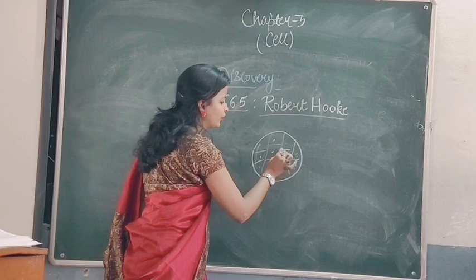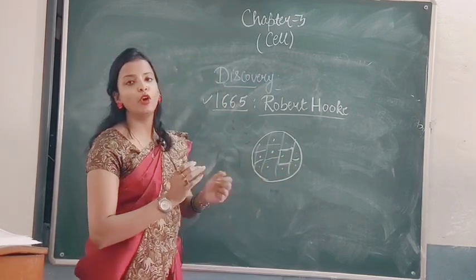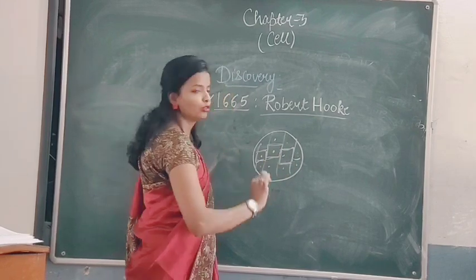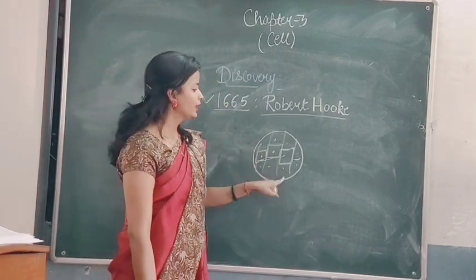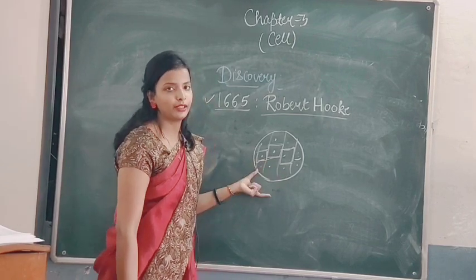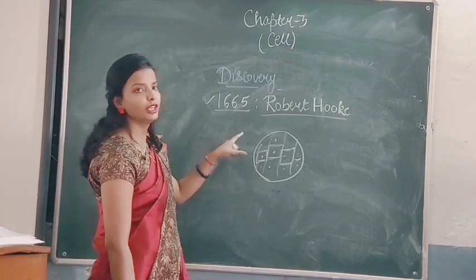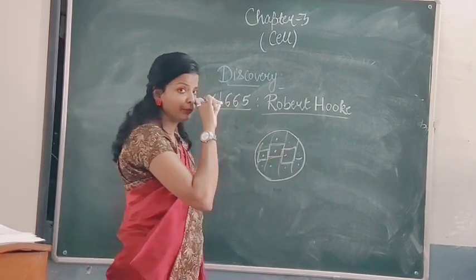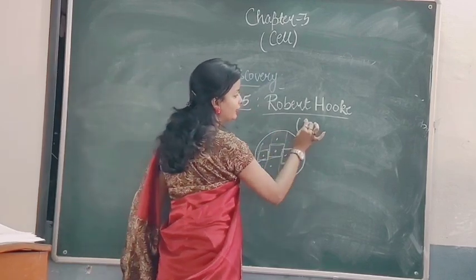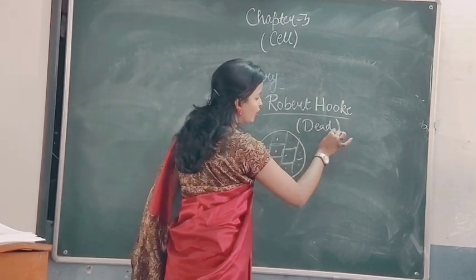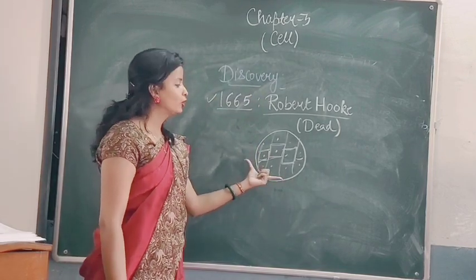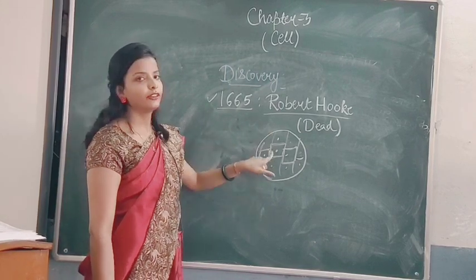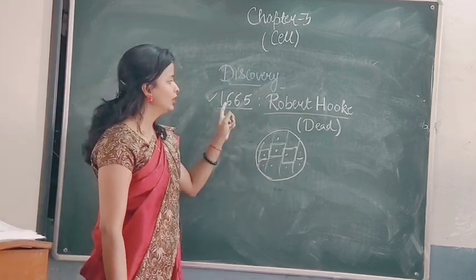When he saw this type of structure, it was looking like small rooms to him. So when he saw these cubes, or these blocks, it was looking like small rooms. So he named them cells. So Robert Hooke was the first one to observe the cell, and he named it cell. One thing is that Robert Hooke observed dead cells, because he saw the cork, which is the bark of a tree and is dead in nature. So he was the first scientist to observe the cell, but that cell was dead. This was about Robert Hooke.